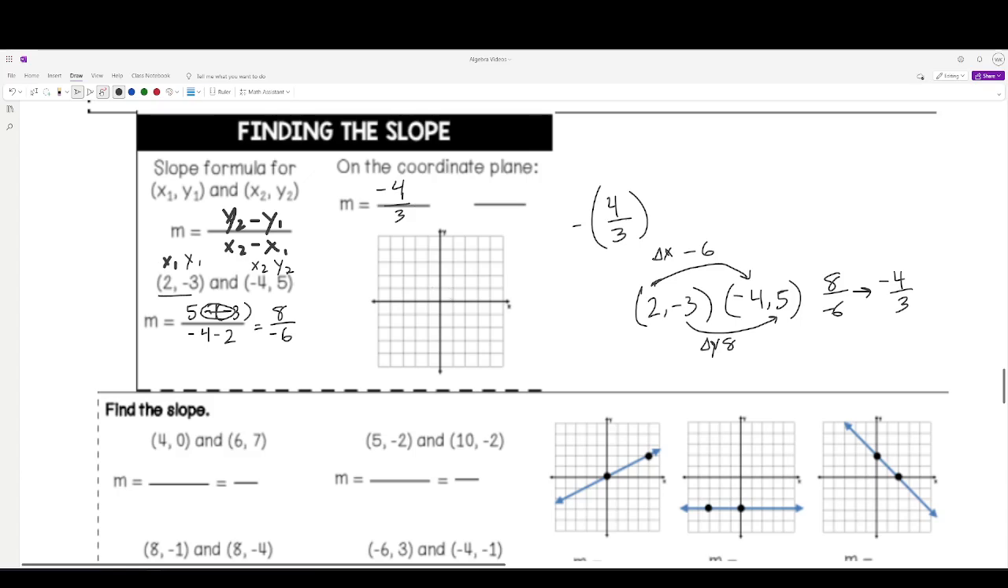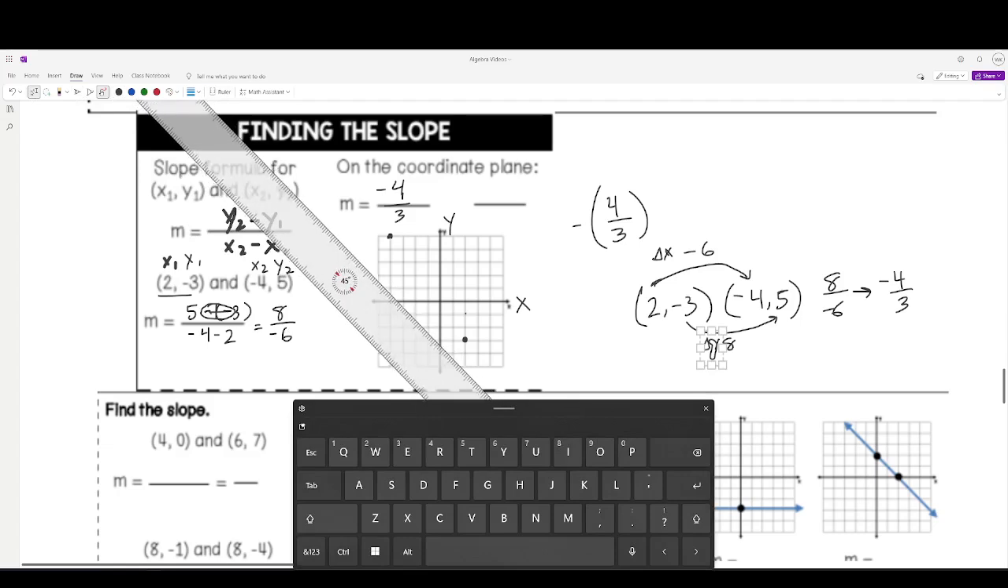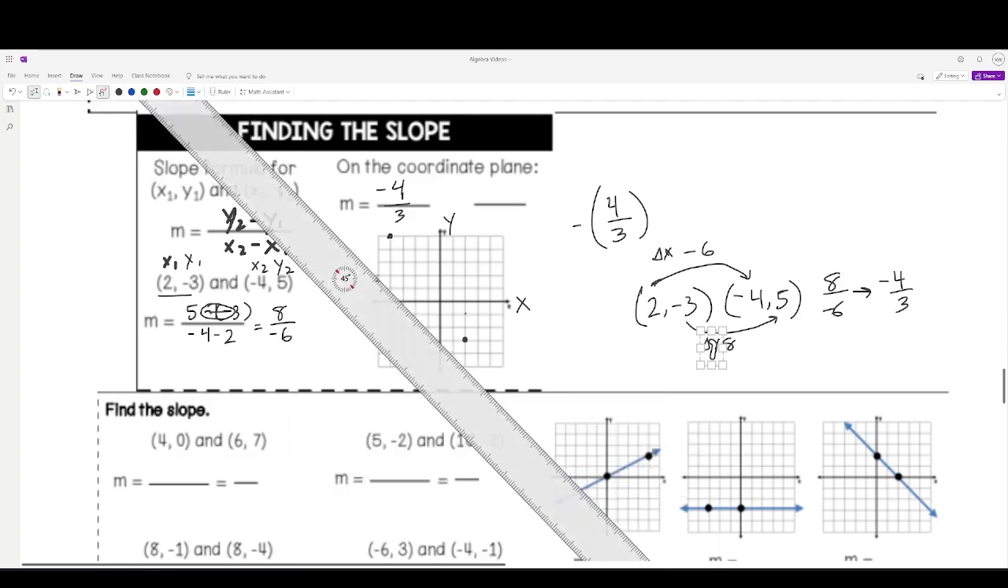So 2, -3. Remember that the x comes first. So this is the x-axis and y-axis. We're going 2 units to the right, and -3 means 3 units down. So I'm going to put a dot right here at 2, -3. And then we have -4, 5. Negative x is left, so 1, 2, 3, 4 left, and 5 up. So that's way up here at the top. And then we would use a ruler, which again, I don't remember how to tilt this ruler. And I don't have a touch screen.